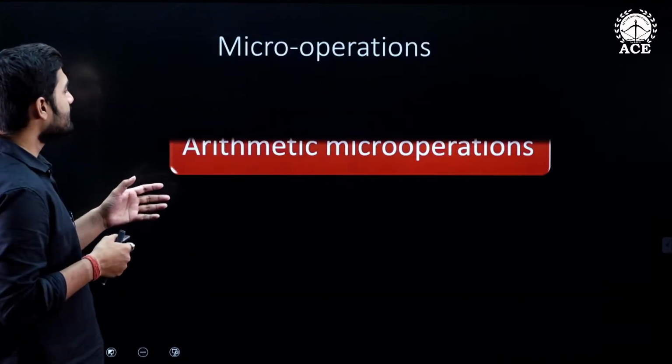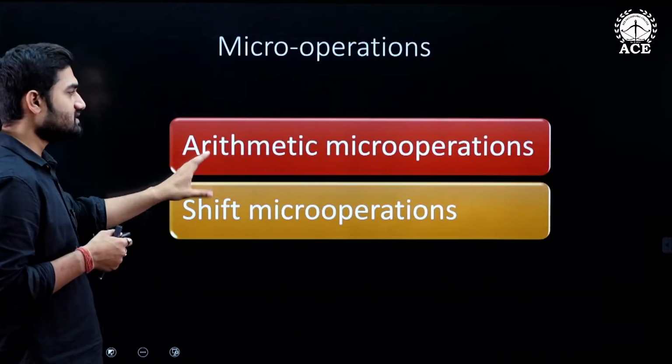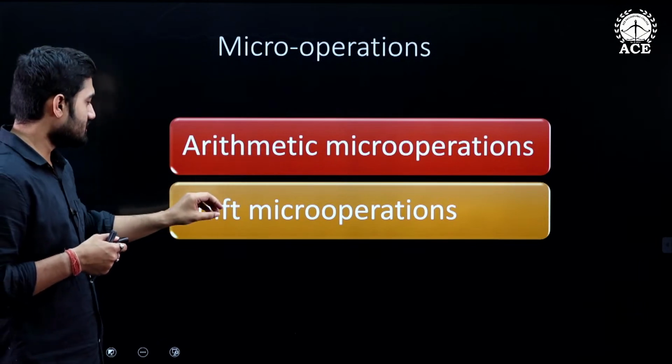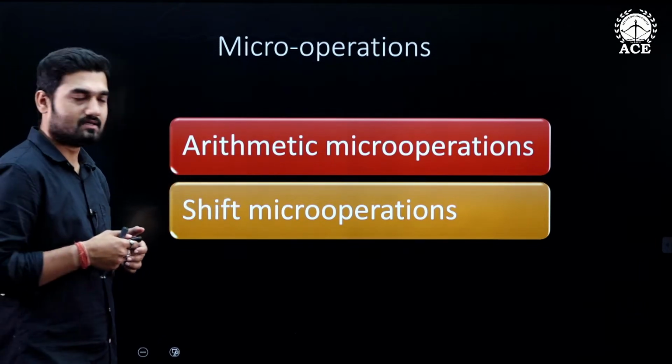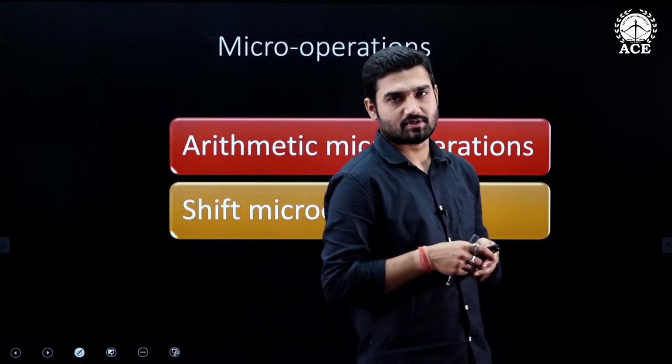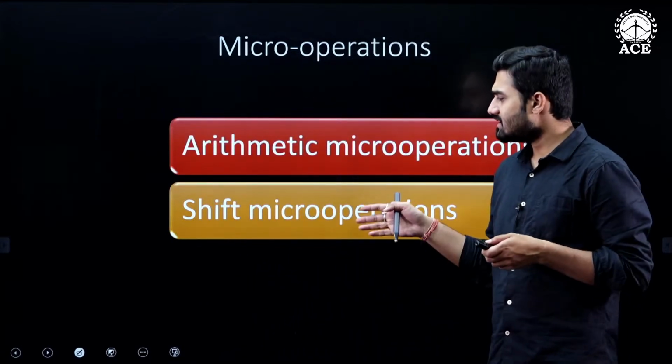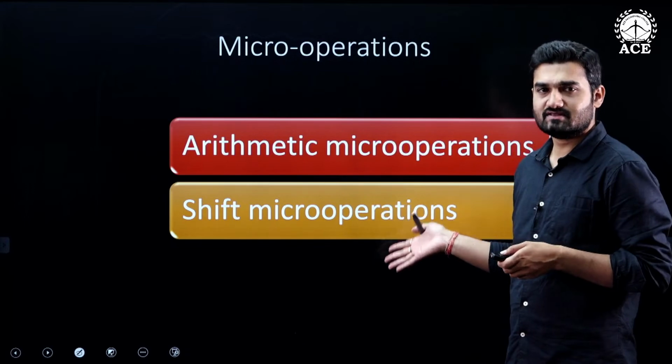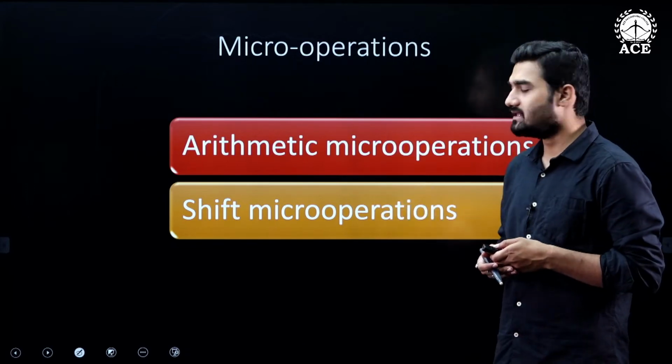In micro operations you have two major categories: arithmetic micro operation and shift micro operation, right? Arithmetic micro operation and shift micro operations. Okay, fine. And there are some logical micro operations also. All these things are there for sure. These two are important, arithmetic and shift.